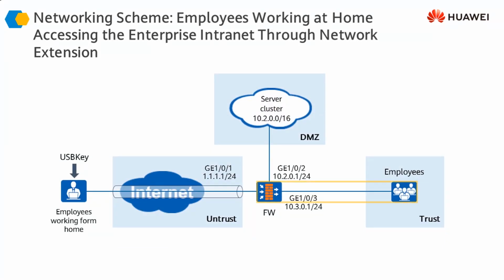This is the scenario where the client is going to be assigned an IP address from this trust zone or from this local area network, and then the client can use this IP address to access the resources which are available within your DMZ or within your server pool. The configuration steps are shown here.